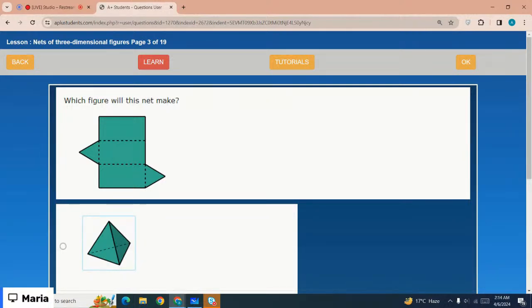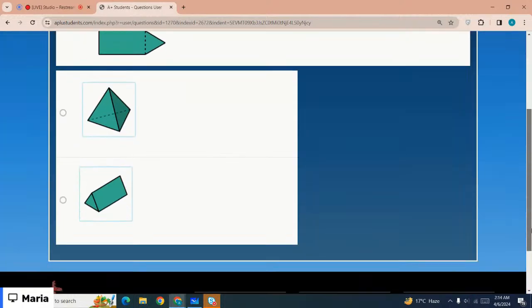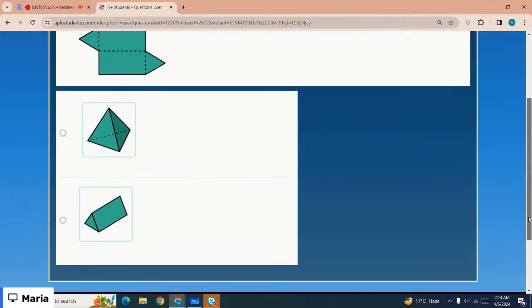Which net will make this figure? So which is the correct option? Okay, let me just see which is the other figure. That is option one and option two. Which is the correct option? One or two? Yes, the correct option is two. The second one is the correct option.